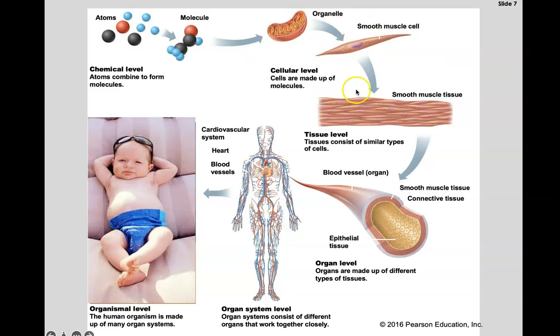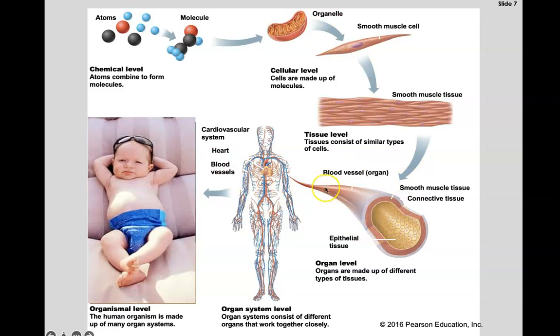Now, if you take a bunch of these smooth muscle cells and put them together, and they function together for a common function, we're at the tissue level of organization. So this is our smooth muscle tissue. Now, this smooth muscle tissue, along with connective tissue and epithelial tissue, might all be put together to make up a blood vessel, okay? So now we've moved from the tissue level to the organ level of organization. So again, organs are going to be made up of different types of tissues. So this is a nice example of how all this comes together.